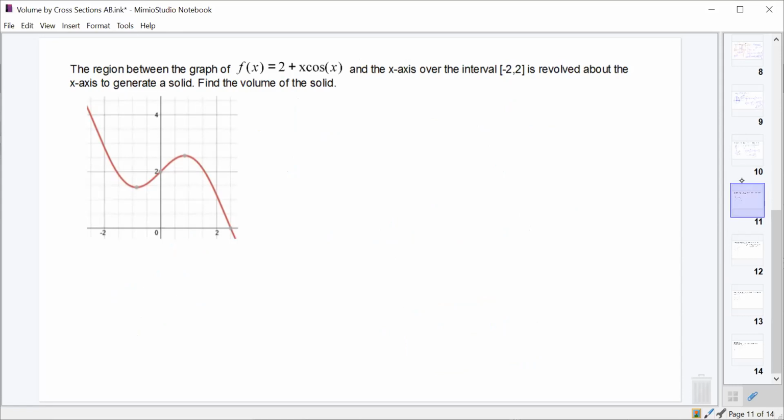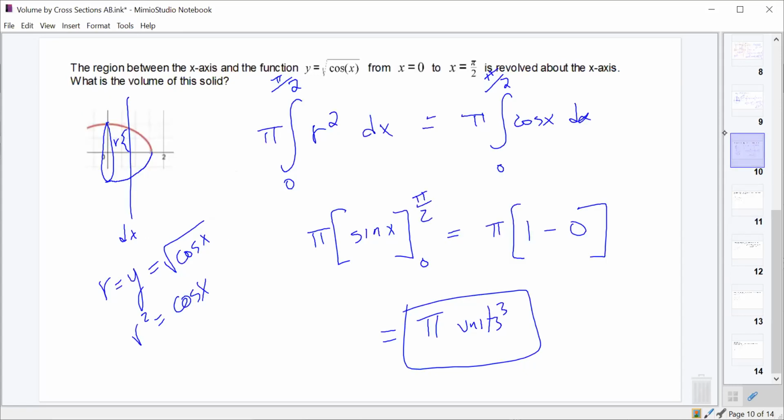So when you first said that, the integral from pi over 2 to 0 of r squared, where does the r squared come from? Well, it's the area of a circle, right? Pi r squared is the area of a circle. Oh, okay.